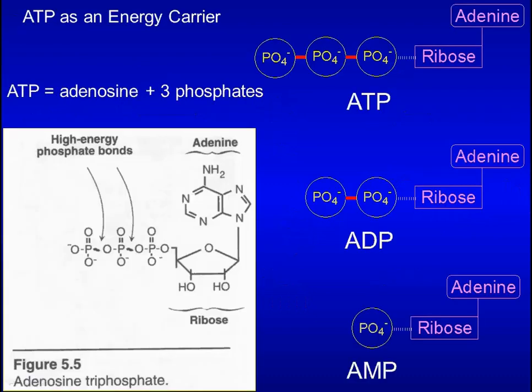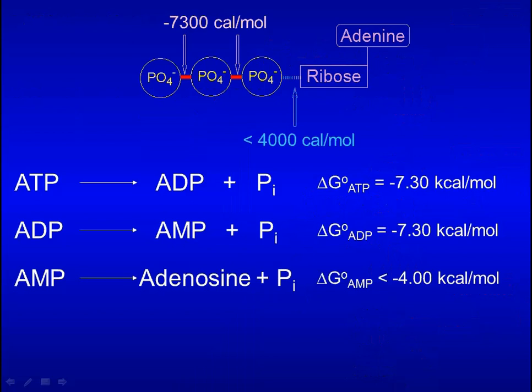In our body, ATP is the most common energy carrier. ATP can be hydrolyzed to release 1 or 2 phosphate, giving rise to ADP and AMP respectively. When the first phosphate bond is broken, ATP releases 7.3 kilocalories per mole of energy. Similarly, ADP can also release a large amount of energy when the phosphate bond is broken.